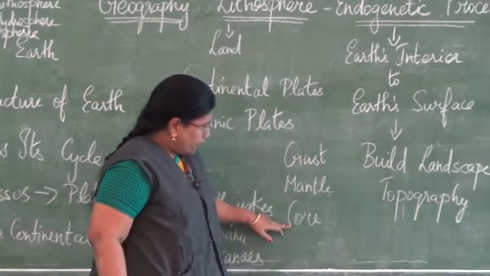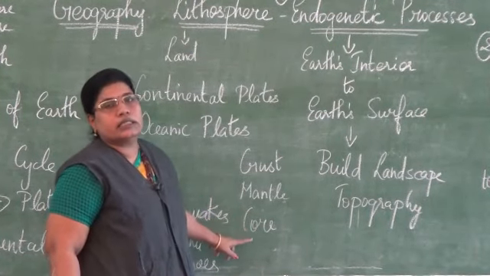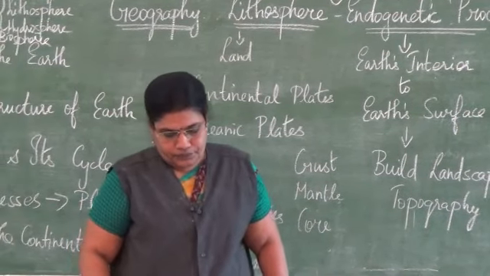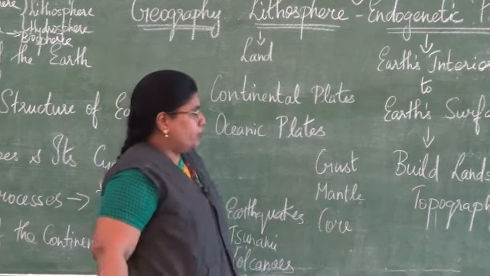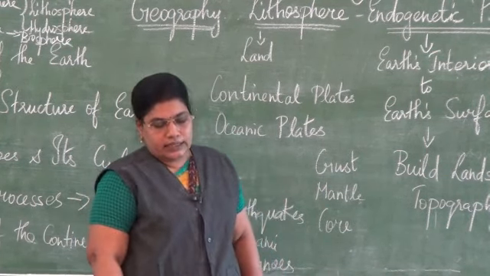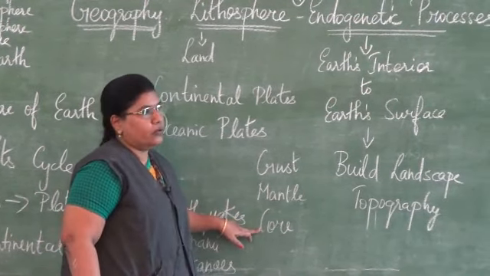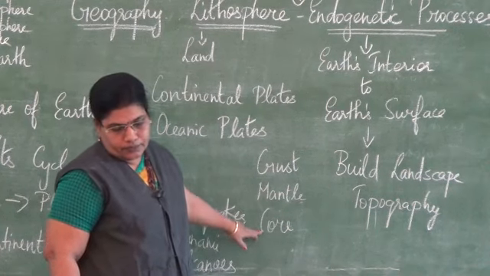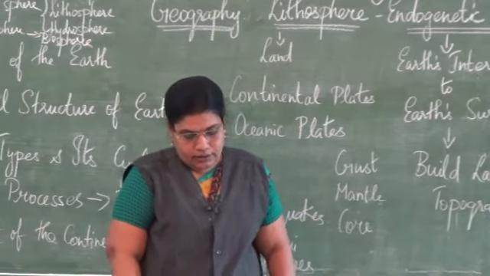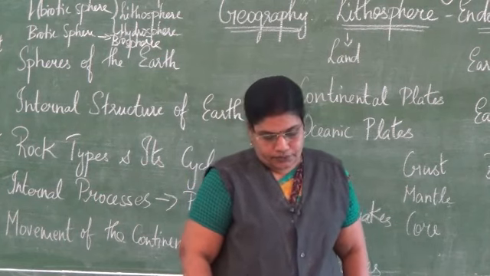The innermost part is called the core, and it is the hottest layer of the Earth that lies below the mantle. This core is composed of nickel and iron, so it is called NiFe. The core is divided into the outer core and the inner core. The presence of large quantities of iron is responsible for the Earth's gravitational force.